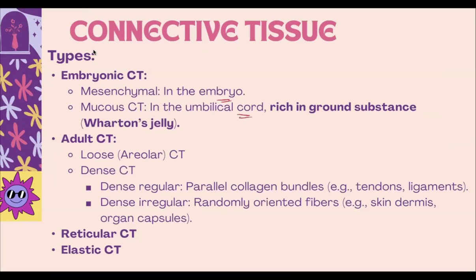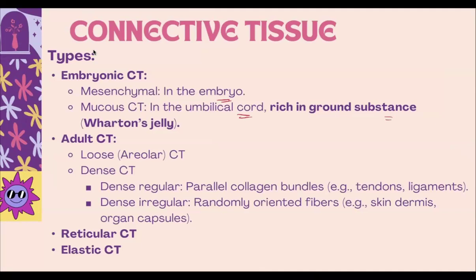So you can find mucus connective tissue in a newborn baby, in their umbilical cord essentially, but you cannot find mesenchymal connective tissue there. And the mucus connective tissue is rich in ground substance. Okay? And it has an appearance of Wharton's jelly, and we're going to get into that as well.